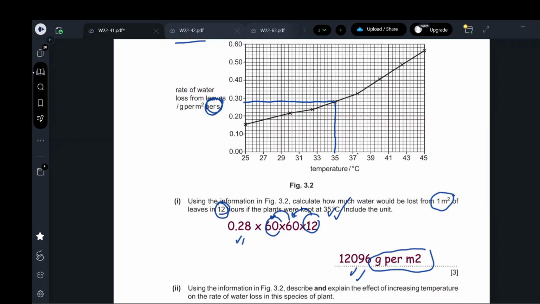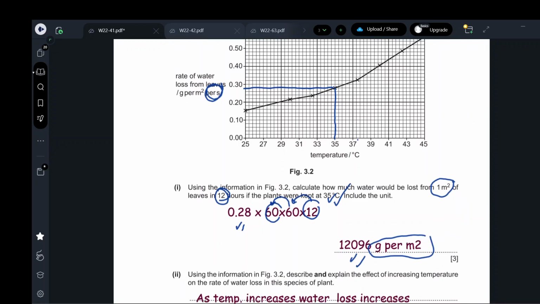So in 12 hours, you need to convert the hours to seconds. I multiplied by 60 to convert it to minutes, then by 60 to convert it to seconds, and then I multiplied it by the rate of water loss.